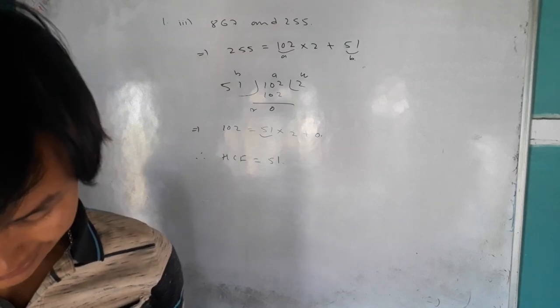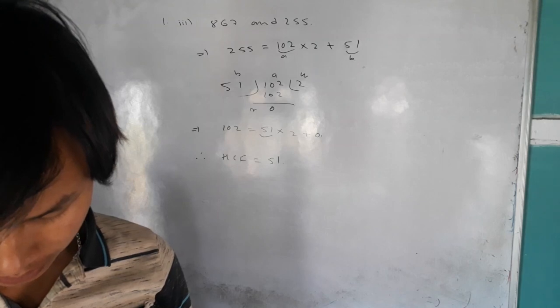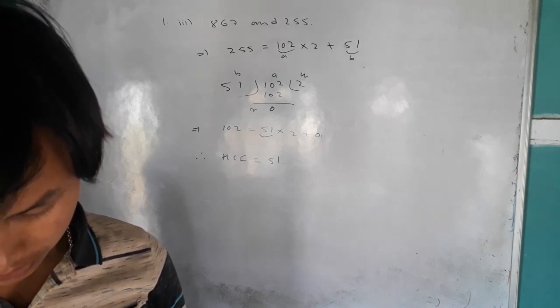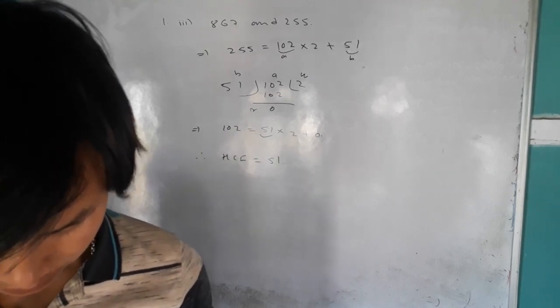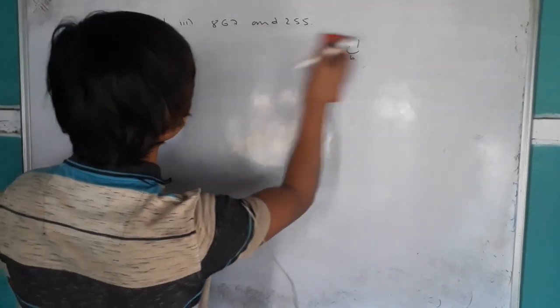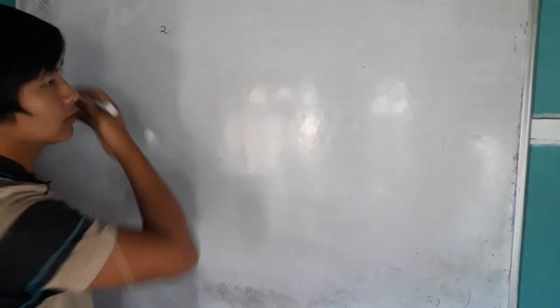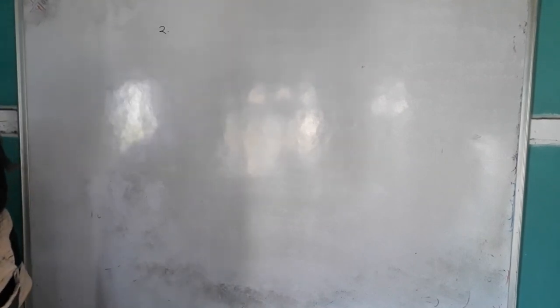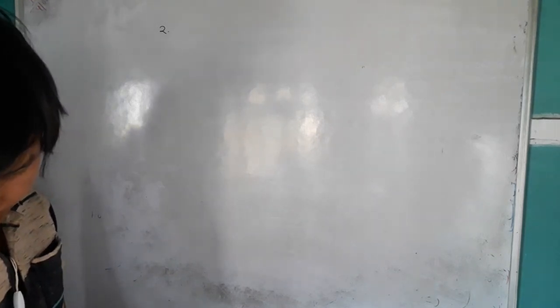Number 2 question: show that any positive odd integer is in the form of 6q plus 1 or 6q plus 3 or 6q plus 5, where q is some integer. So number 2 question we will solve. What is the question asking? Show that any positive odd integer is in the form of, okay, where q is some integer.